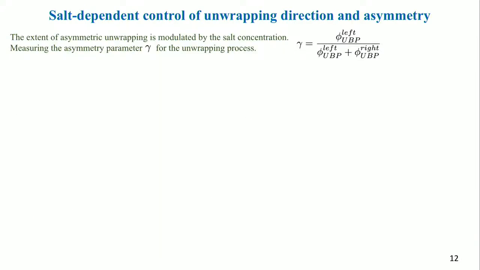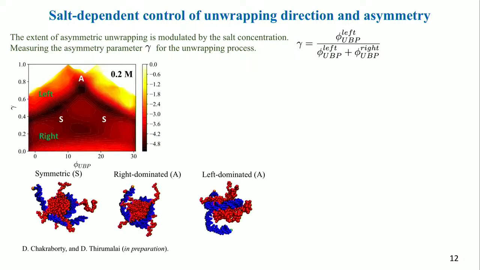Okay, so now the next question was asymmetry. Can we talk about asymmetry from our model, and do we see any degree of asymmetry? To measure the asymmetry, we define this parameter gamma, which is defined in this way, where this is the number of base pairs that are unwrapping from the left direction. You can define in an arbitrary way which one is left and which one is right. And then this is the total number of base pairs that have unwrapped, and this is how this defines the asymmetry. And then we looked at different salt concentrations.